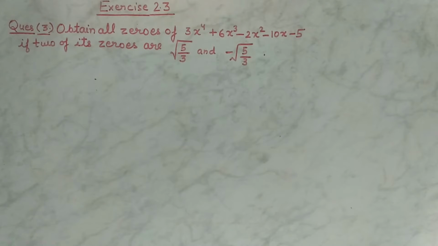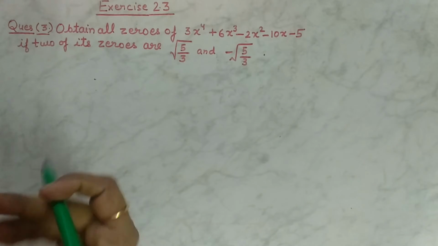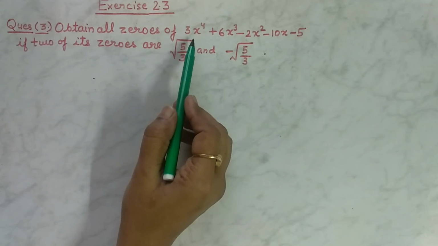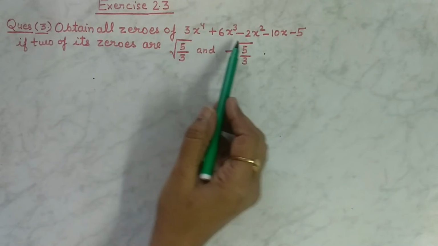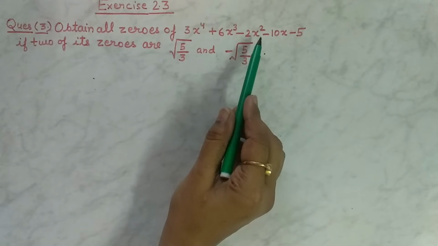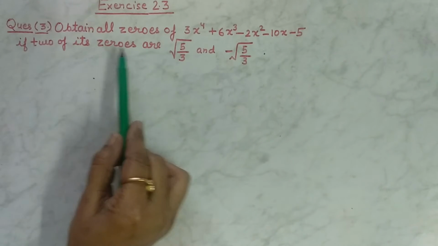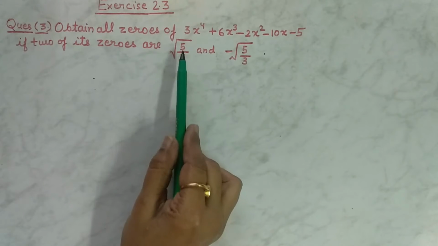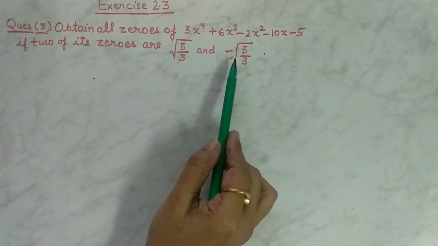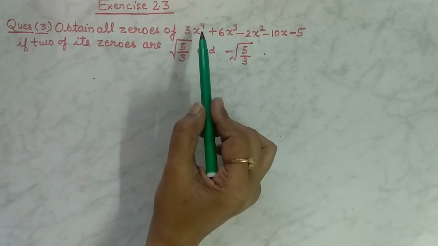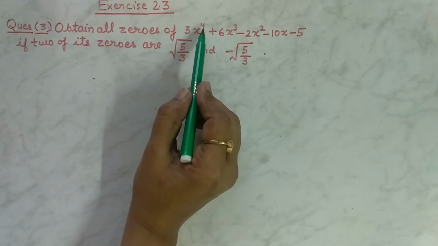Dear students, this is question number 3 of exercise 2.3. The question is: obtain all zeros of 3x to the power 4 plus 6x cube minus 2x square minus 10x minus 5, if two of its zeros are under root 5 upon 3 and minus under root 5 upon 3.